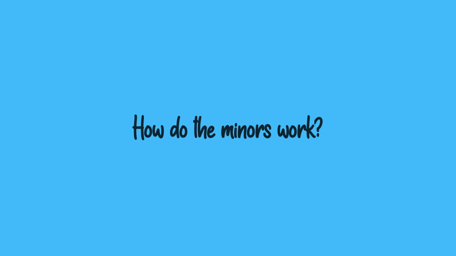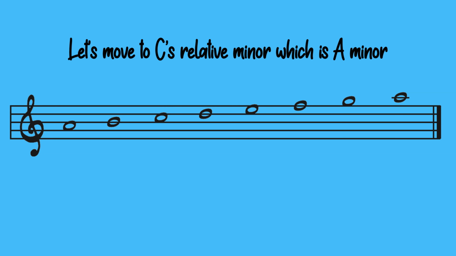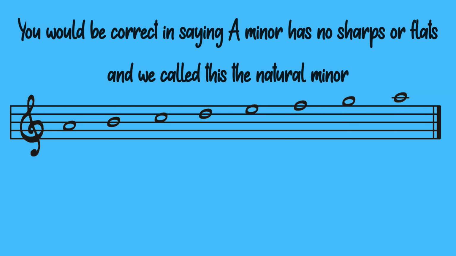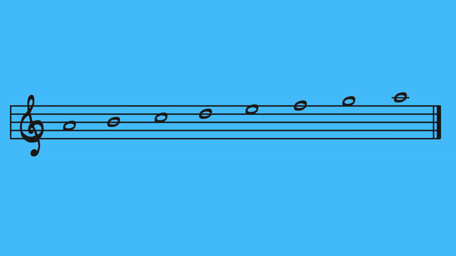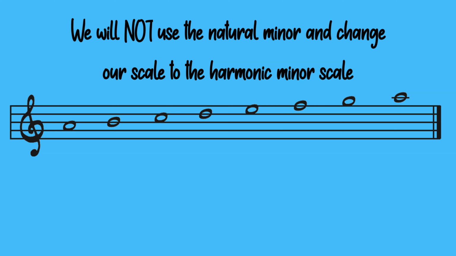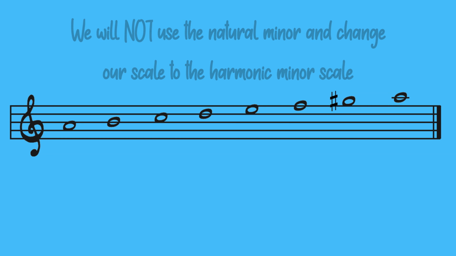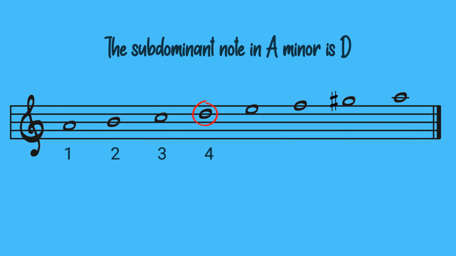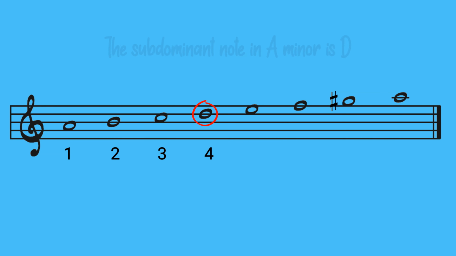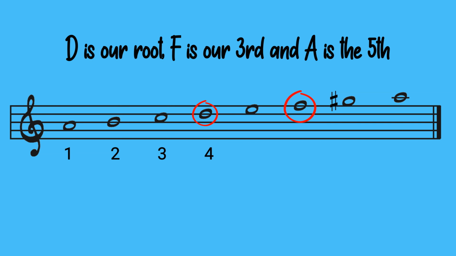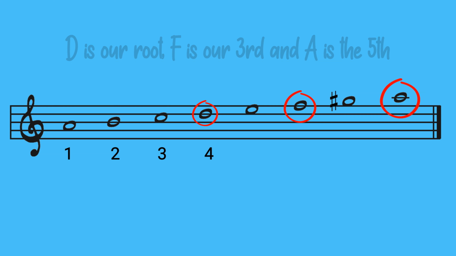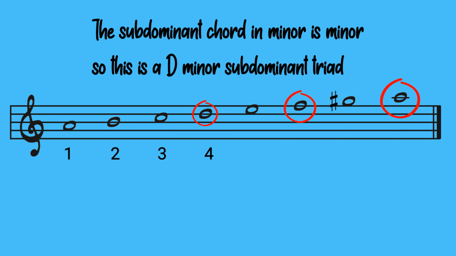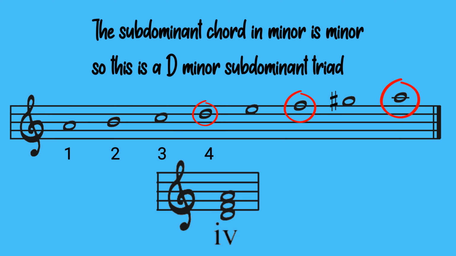How do the minors work? Let's move to C's relative minor, which is A minor. You would be correct in saying A minor has no sharps or flats, and we call this the natural minor. We will now not use the natural minor and change our scale to the harmonic minor scale. If you remember, we raise the seventh from the natural minor, which in this case is a G sharp. The subdominant note in A minor is D. D is our root, F is our third, and A is the fifth. The subdominant chord in minor is minor, so this is a D minor subdominant triad.